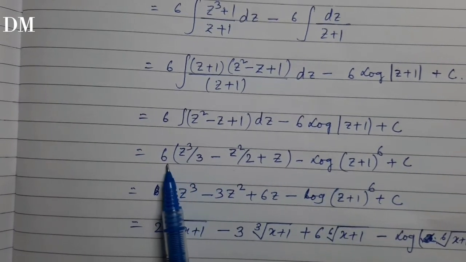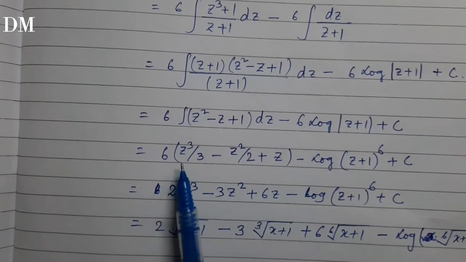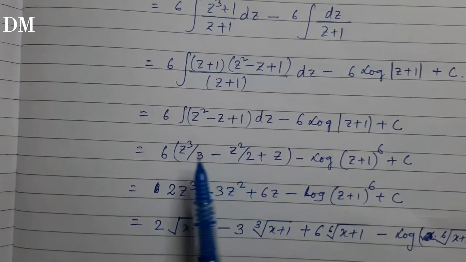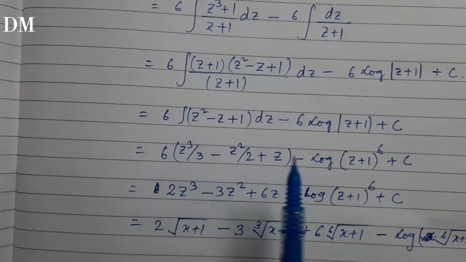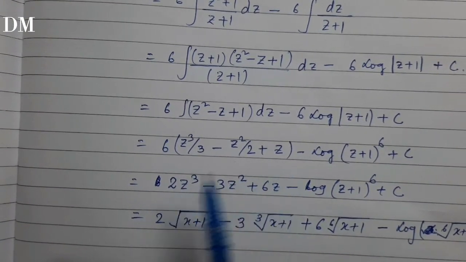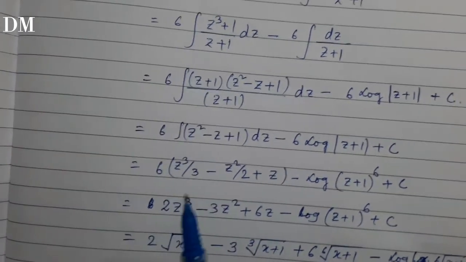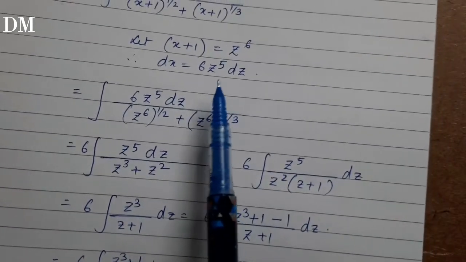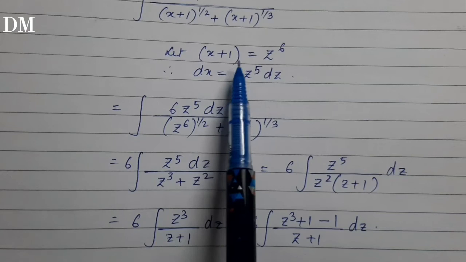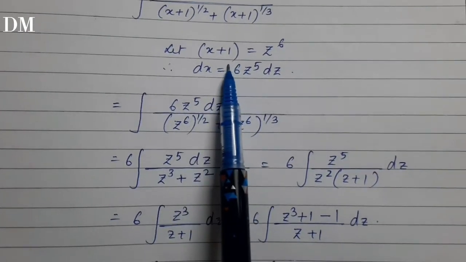Now let me just multiply 6 with all these terms. It will be 2z cube minus 3z square, now plus 6z minus log of this. Now replacing the value of z. So what is the value of z? Let me see. The value of z is x plus 1 whole to the power 1 by 6, or 6th root of x plus 1.